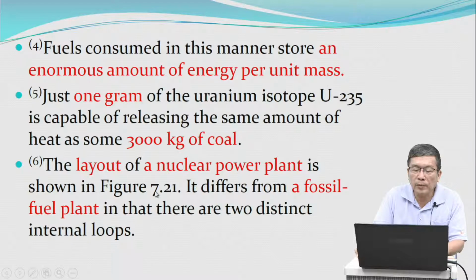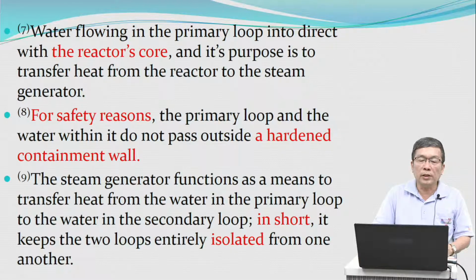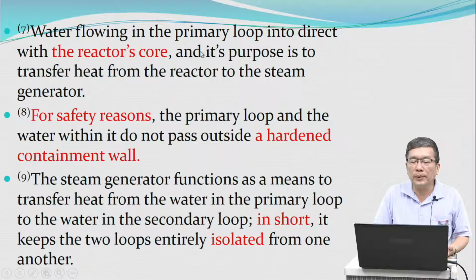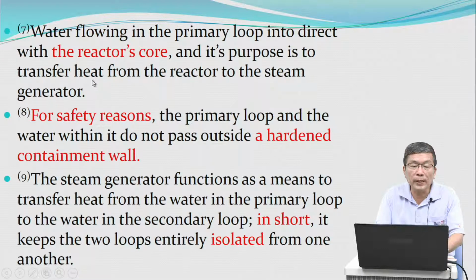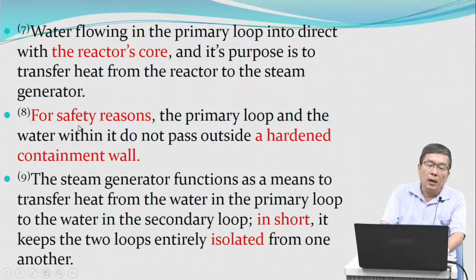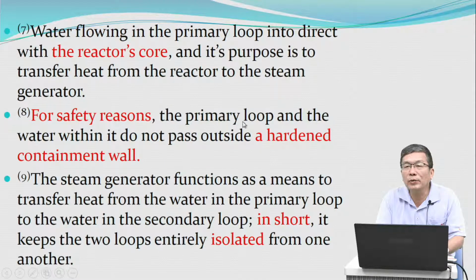It differs from the fossil fuel plant in that there are 2 distinct internal loops. Water flowing by the pump in the primary loop comes into direct contact with the reactor's core, and its purpose is to transfer heat from the reactor to the steam generator. For safety reasons, the primary loop and the water within it do not pass outside the hardened containment wall.